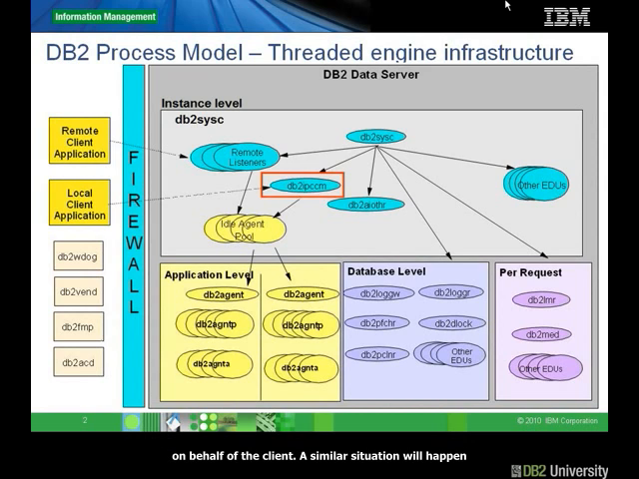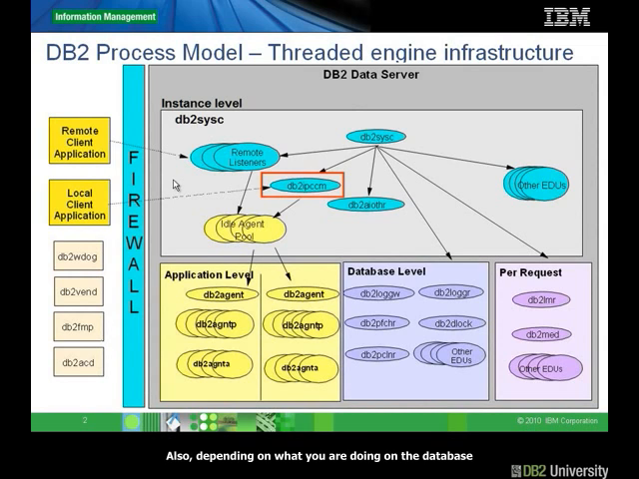A similar situation will happen in the case of a remote client application where a remote listener thread will be checking for connections from remote clients. There will be different listeners depending on the protocol that is being used. For example, for TCP/IP, there is a listener thread called DB2 TCP/CM. Once a listener picks up a request, it will request an agent from the pool to handle this application.